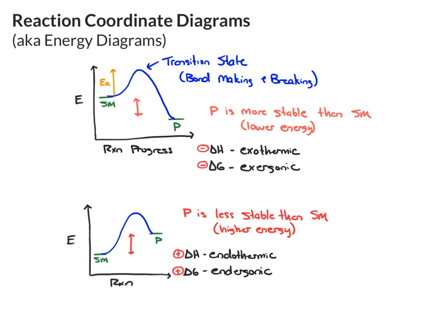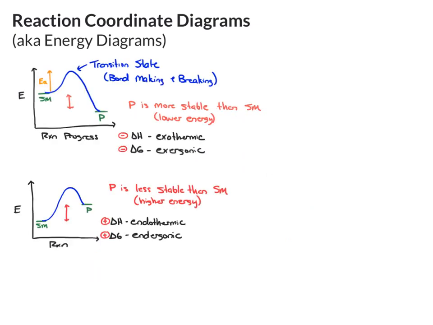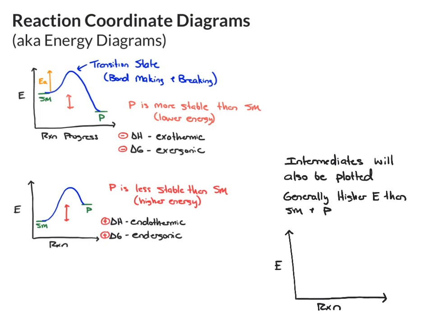These two reactions are single-step reactions with no intermediates. If you have intermediates, those will also fall along your reaction coordinate. So the intermediates will be plotted if you have them, and generally your intermediates are always higher in energy than the starting material and the product. So say you have an exergonic reaction going from starting material to product. The intermediate is going to be somewhere above starting material and product. Let's say this is a 1 intermediate reaction.